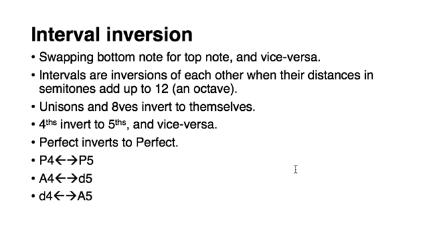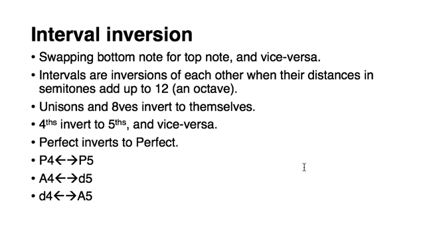Just for the sake of review, inverting intervals means to swap the bottom note for the top note and vice versa. And we know that intervals are inversions of each other when their distances in semitones add up to 12, right? Unisons and octaves, if you invert any of those, they will invert to themselves. So either you can see that as inverting to themselves, or maybe as not being able to be inverted. Very uninteresting, actually. So that's what happens.